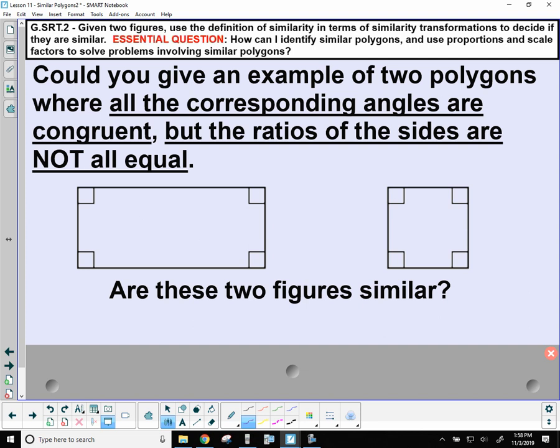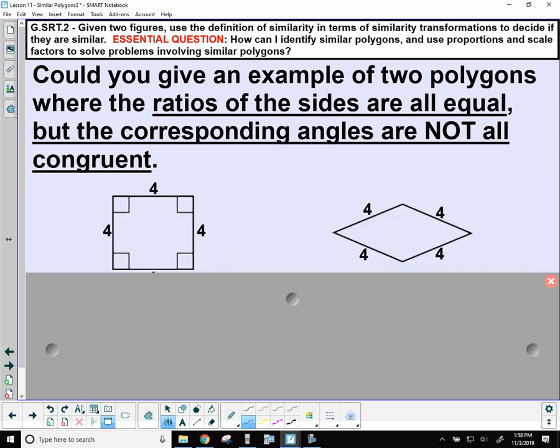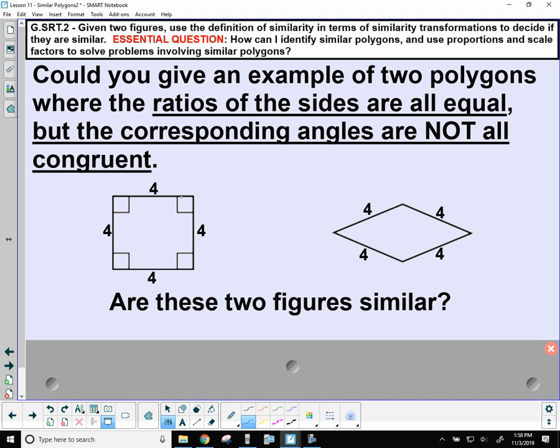Try another riddle. Could you give an example of two polygons where the ratio of the sides are equal, but the corresponding angles are not all congruent? You see, now you're catching on. Squares and rhombuses. All sides are congruent except for the angles. So again, not the same shape, so they're not even similar. Good job.